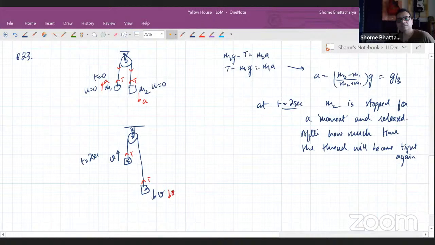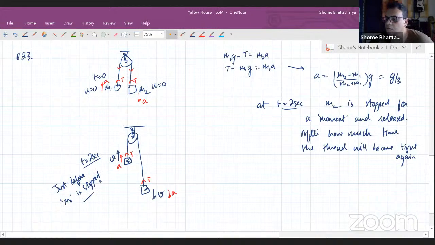So this is still having that same acceleration. Okay, so at t equal to 2 seconds, just before the block M2 is stopped, this is the situation.